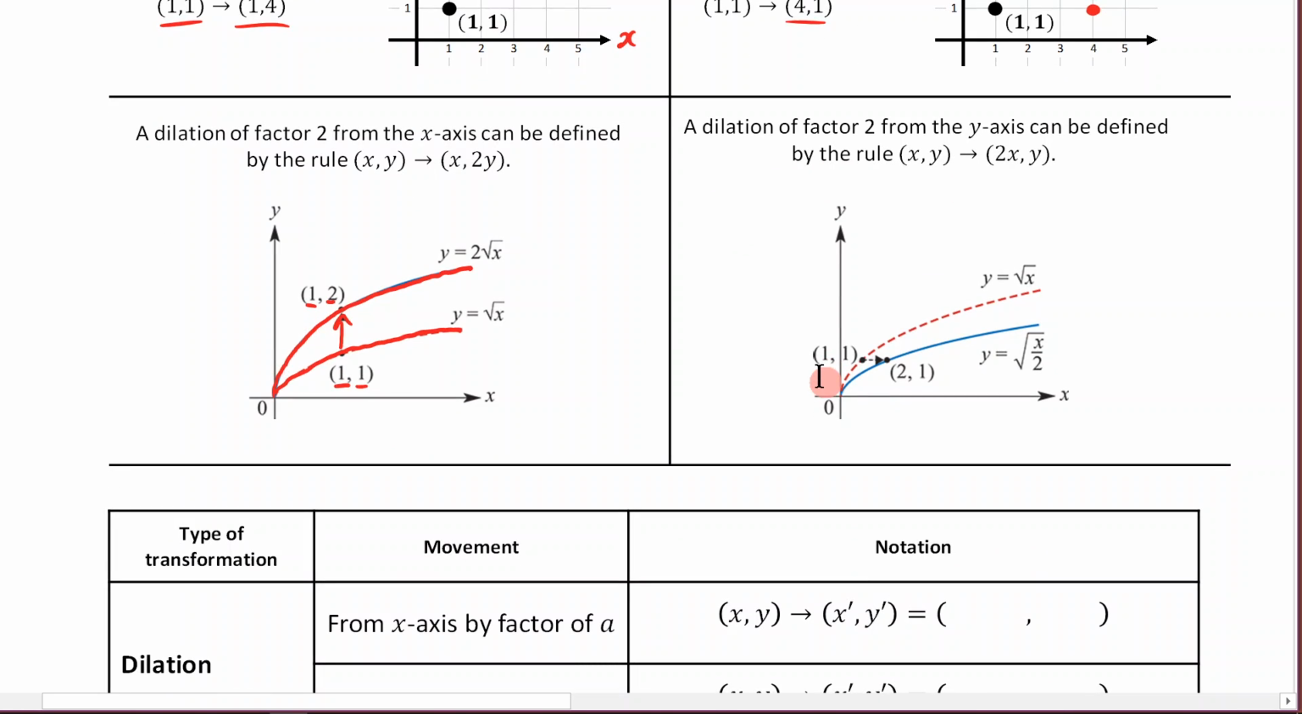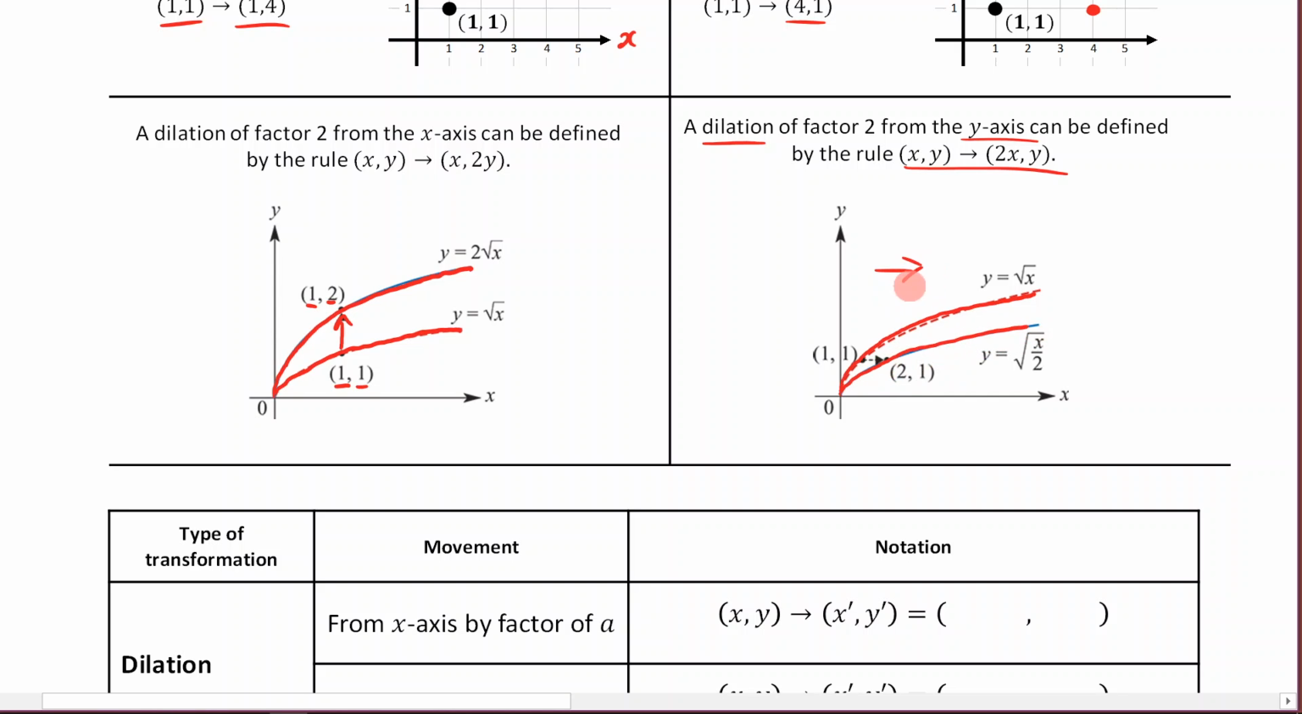Let's look here now. So this is now looking at dilating from the y-axis of an entire graph and not just one point. A dilation of a factor 2 from the y-axis can be defined as this. And as you can see, I'm starting with this graph here. And after I apply my dilation from the y-axis, it's pushing it this way. You can see the arrow there.